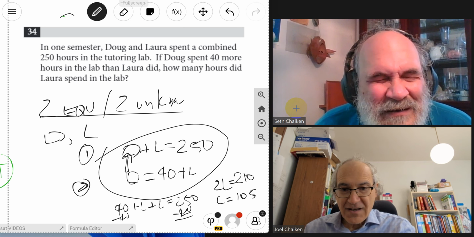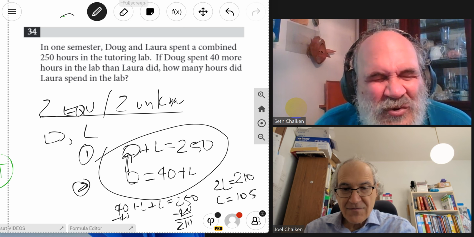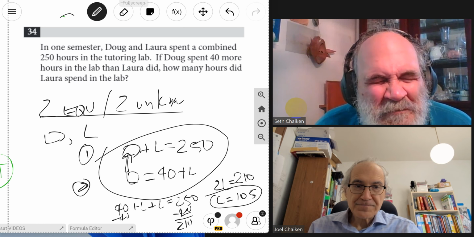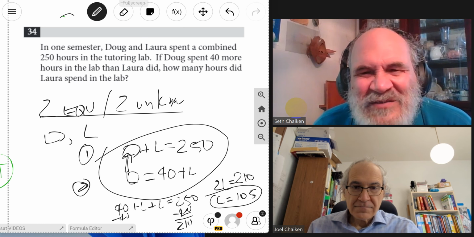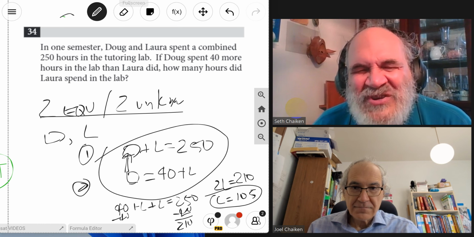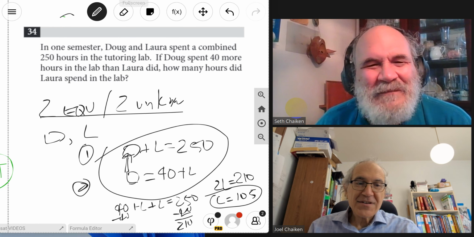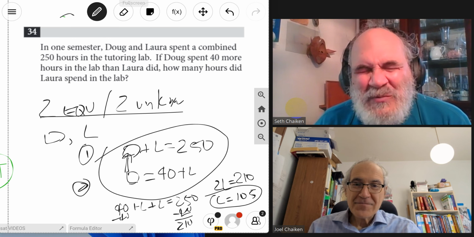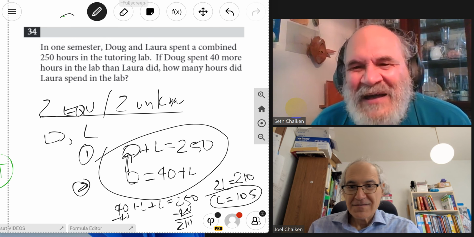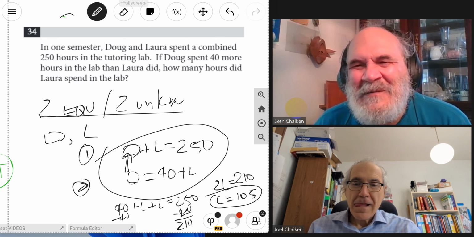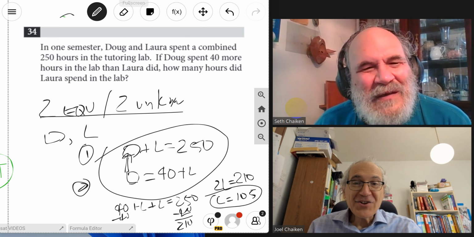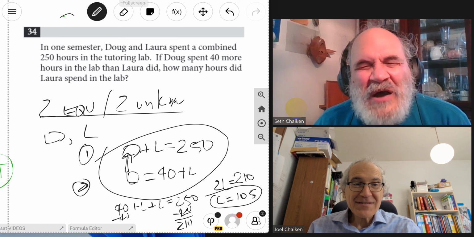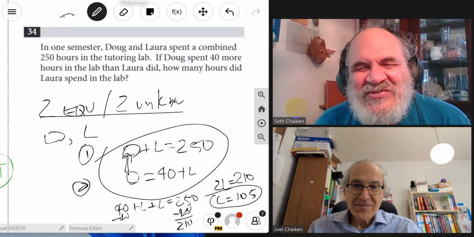Very good. Notice when you got the 2 equations and 2 unknowns, you eliminated Doug because the question asked for the number of hours for Laura. No, that was a coincidence, actually. What should you eliminate? Well, you want to solve for L, therefore eliminate D. Seth, I didn't look at that when I did this. I know. I realized that when you wrote the equations down.